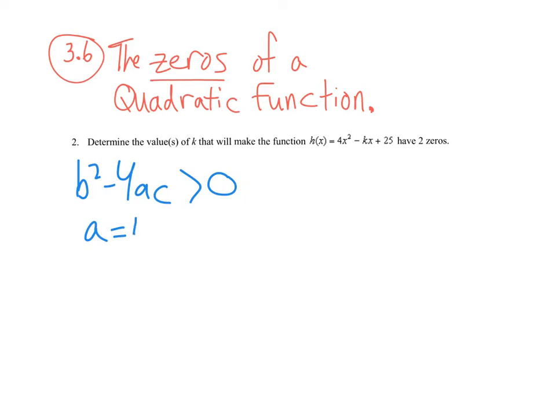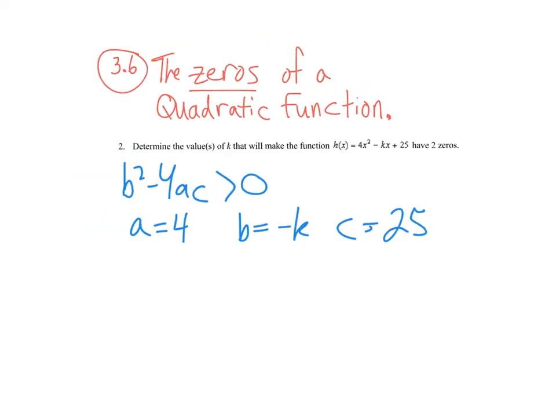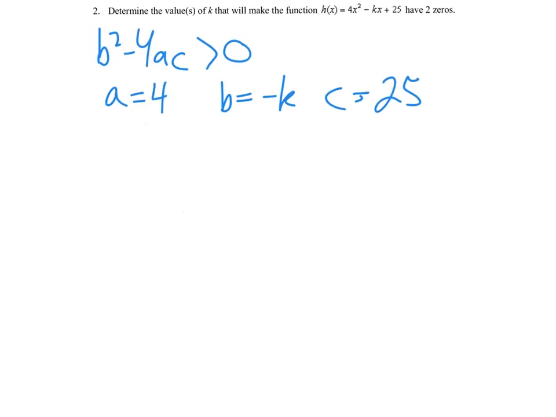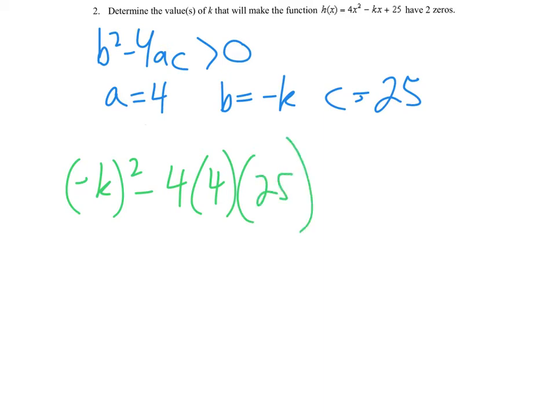The a value is 4, the b value is negative k, and the c value is 25. And when we sub those into the discriminant calculation, we end up with negative k squared minus 4 times 25. So that leaves us with k squared, and we're going to set it to 0 first, and then consider which values make it greater than 0, instead of leaving it as an inequality.